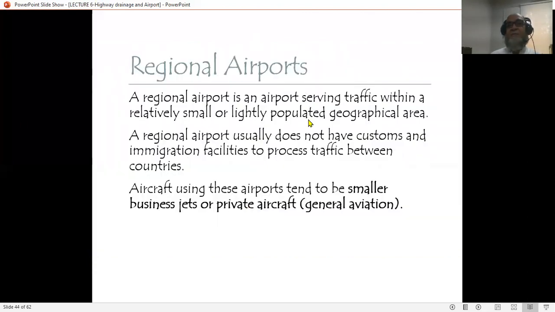Then there is a regional airport, which serves traffic within a relatively small or lightly populated geographical area, does not have customs and immigration facilities, and tends to use smaller business jets or private aircraft. One example is the airport owned by PPL in Sui. There are other airports as well in which private businessmen have their own jets, two-seater or four-seater, and they operate them.